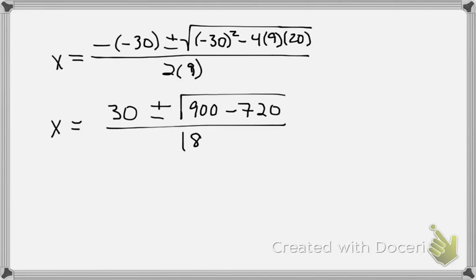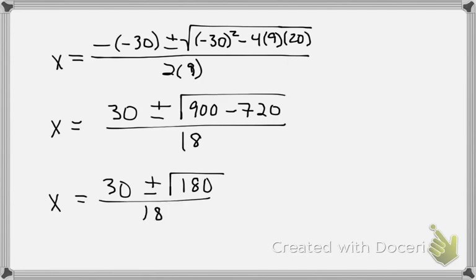All right, so that means we wind up with x equals 30 plus or minus square root of 180 all over 18. You guys agree? 180 breaks down, if nothing else, 18 and 10, right? Which is 9 and 2 and 2 and 5? Where 9 is 3 and 3?